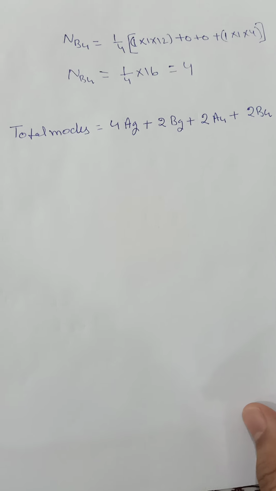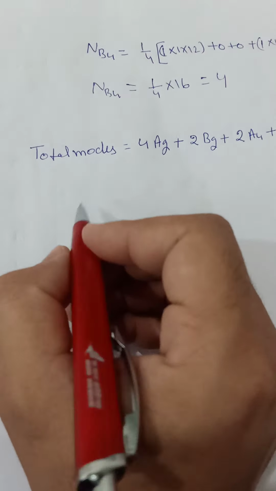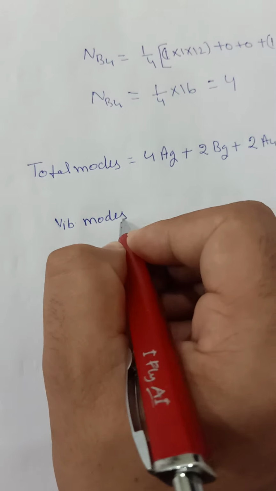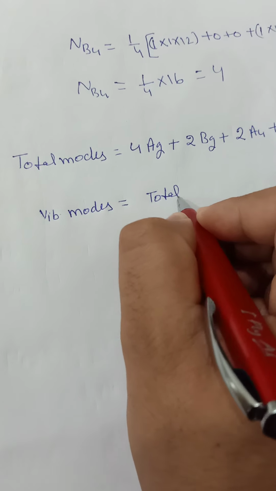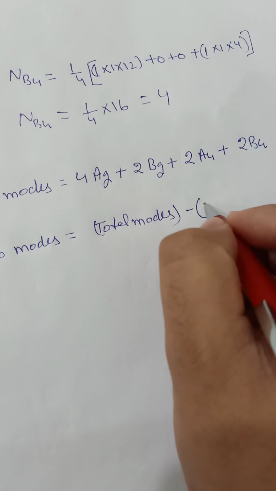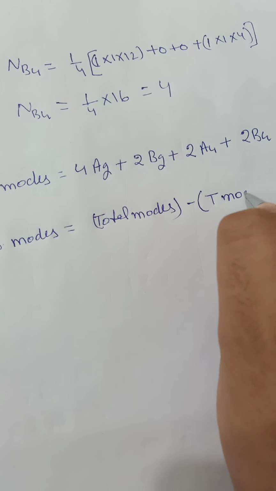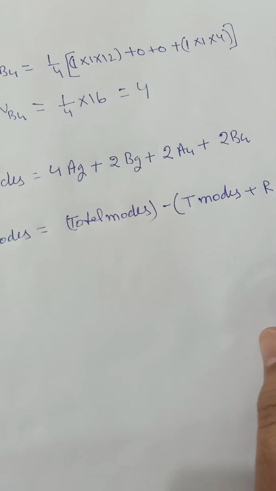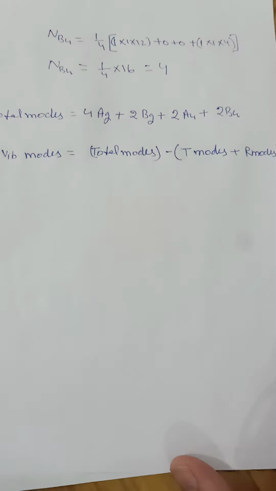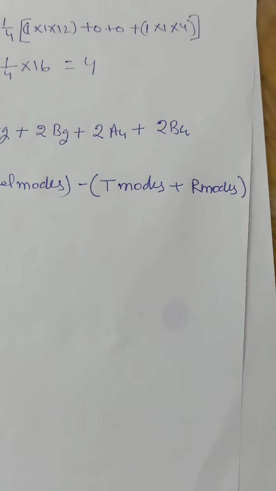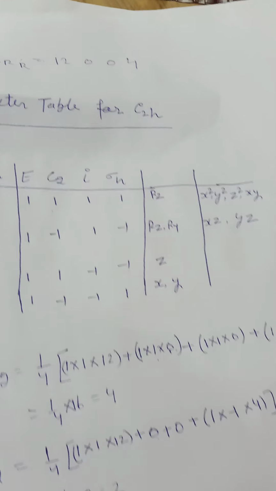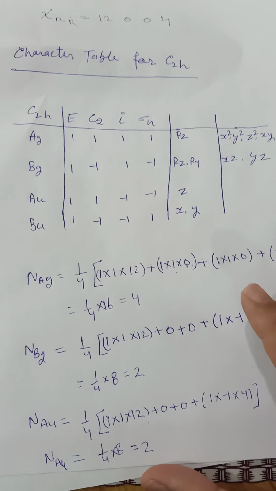Now our target is to find out vibration modes. We know that vibration modes are equal to total modes minus translational modes plus rotational modes. Now, what are these translational modes and rotational modes? These modes we can find out from the character table that I have shown you. This is the character table. From here, we can find out translational modes and rotational modes.